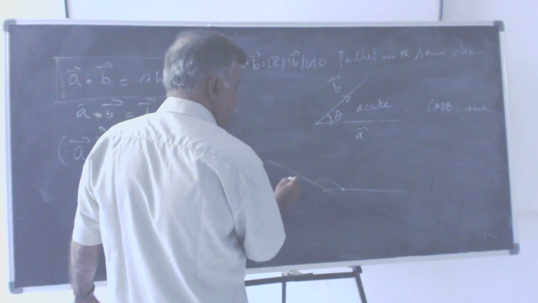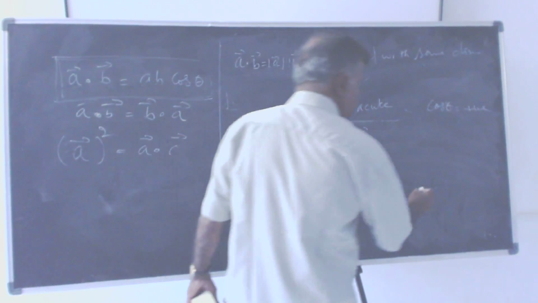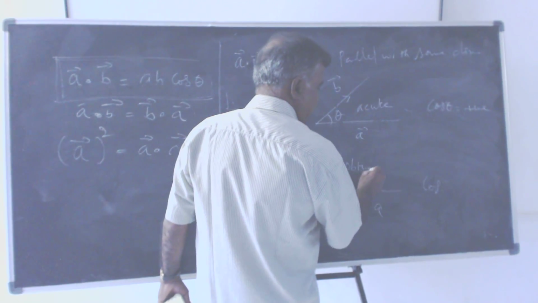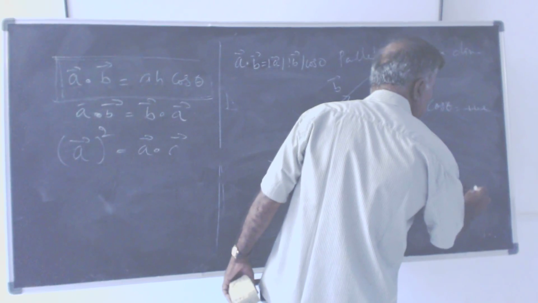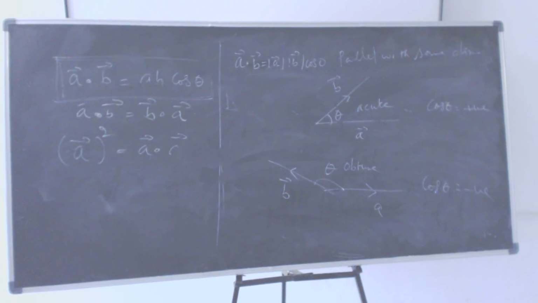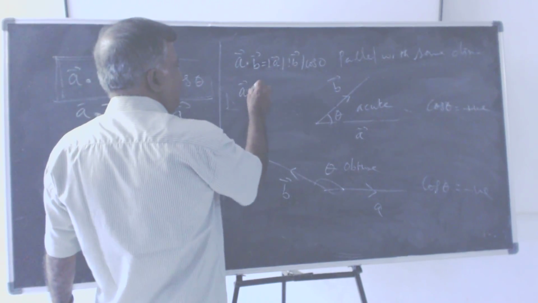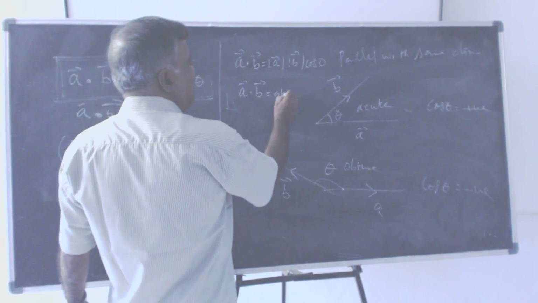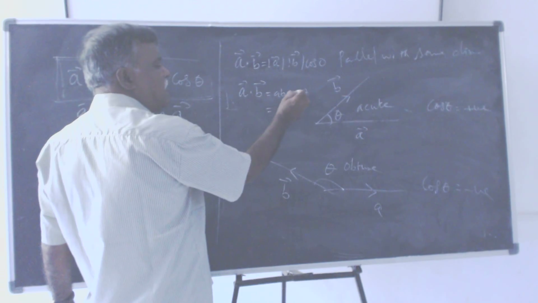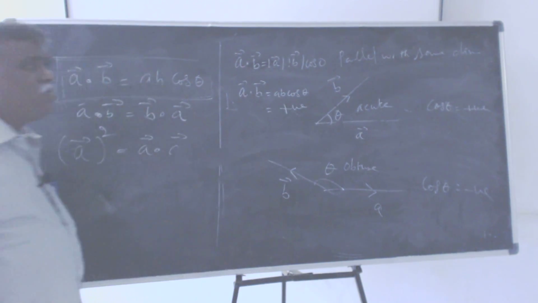obtuse like this. Here cos theta, this one is acute, this is obtuse. Cos theta will be what? Negative. Cos theta will be negative. So now what I am saying is, here a dot b equal to ab cos theta. This is positive, this is positive, cos theta is also positive, totally positive. So dot product is positive.